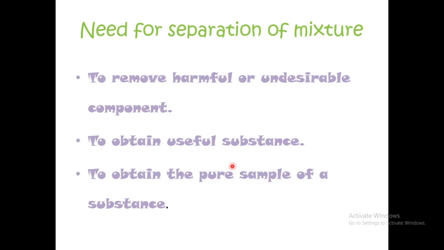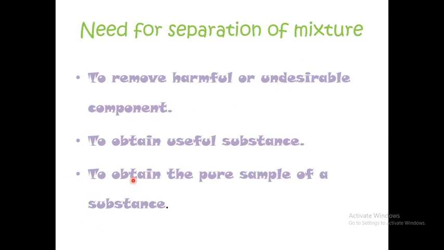Second is to obtain the useful substance. So when we separated the water from its harmful constituents, what did we get? Water, which is the useful substance. Clear? So in order to obtain useful substances, we need to separate mixtures.